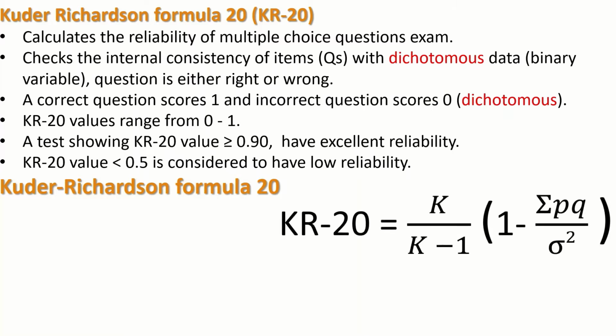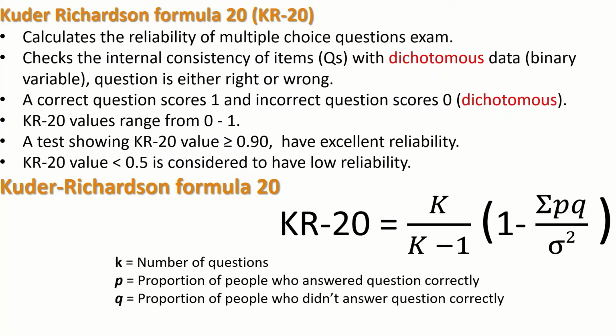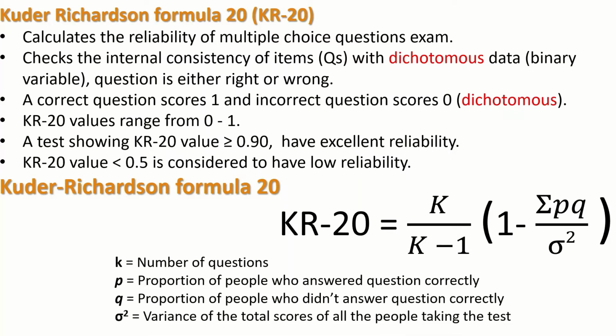Kuder-Richardson Formula 20 was published by Kuder and Richardson, and the KR20 is equal to K divided by K minus 1, multiplied by 1 minus the summation of P multiplied by Q, divided by the variance. K stands for the total number of questions. P stands for the proportion of people who answered the question correctly. Q is the proportion of people who did not answer the question correctly, and the variance is of the total score for all people or students participating in the test.